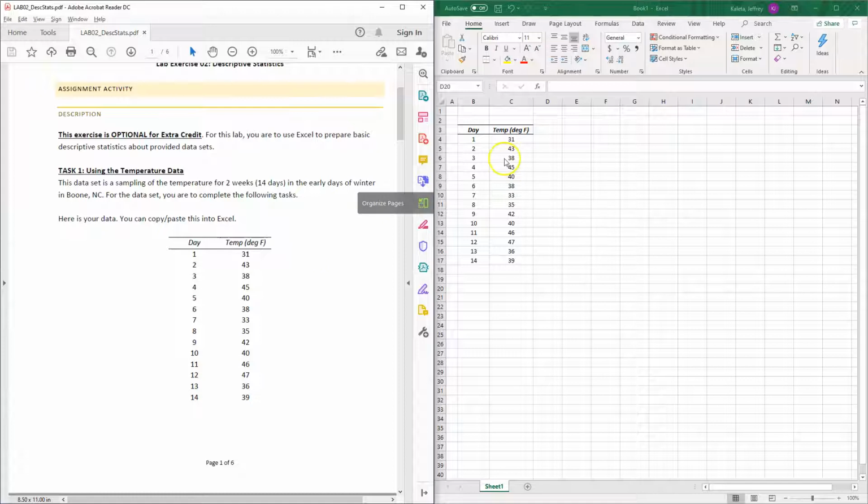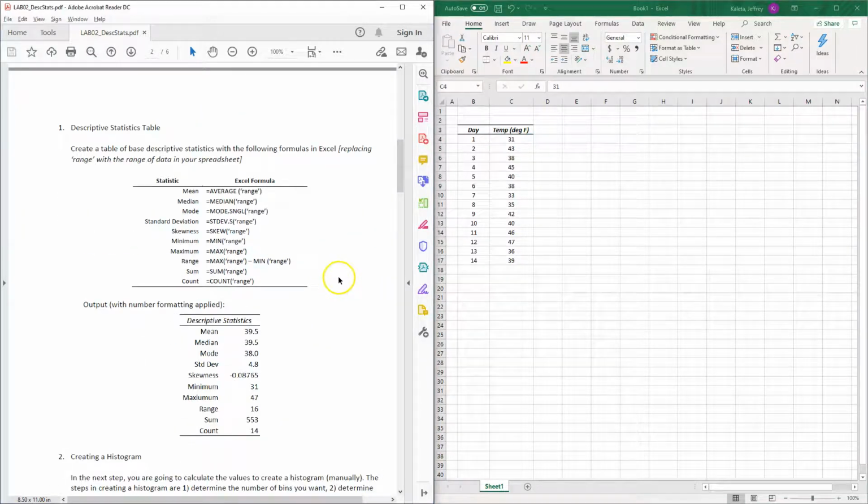Now this is supposedly 2 weeks of early winter days in Boone, North Carolina, and you can see it makes sense. This actually could be a pretty cold winter, a couple of days in winter, because we're starting below freezing right away. So what we want to do is include some descriptive statistics here, and the lectures in the class will provide you more detail on each of these.